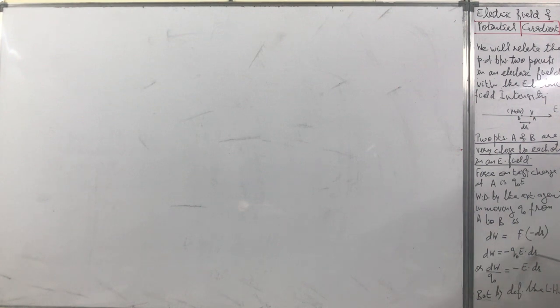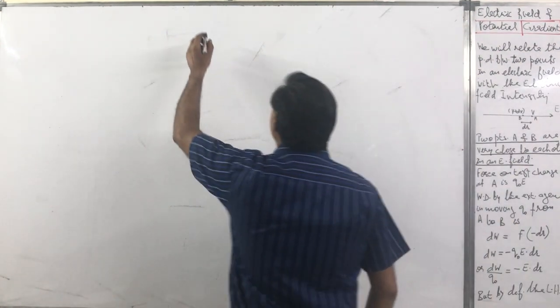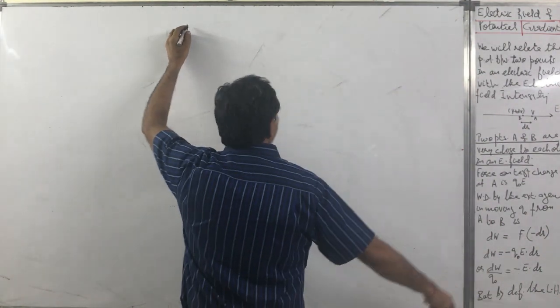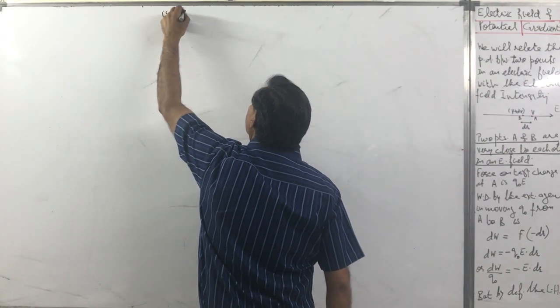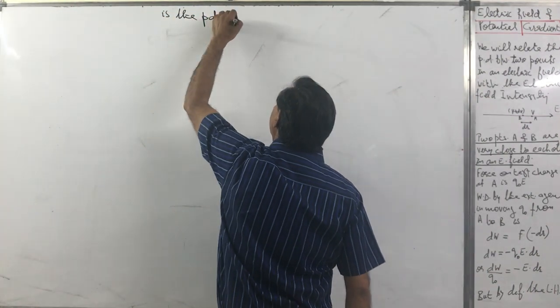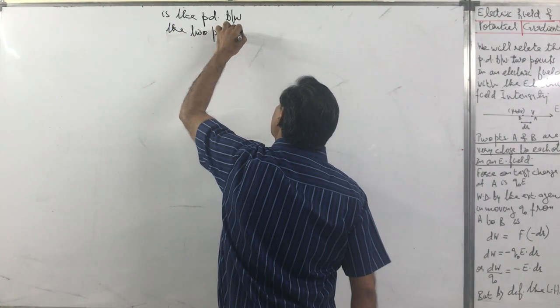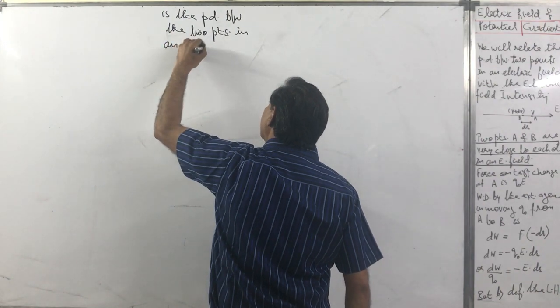Q naught into E into dr, the negative sign comes out here. dW by Q naught is minus E dr. Now by definition, the left hand side of this equation is the potential difference between the two points in an electric field.